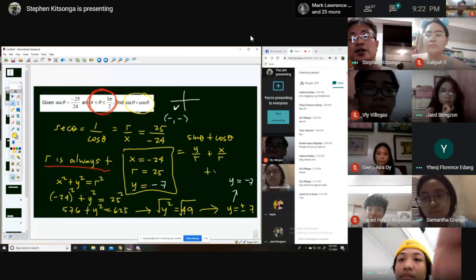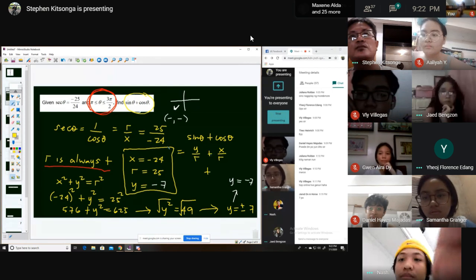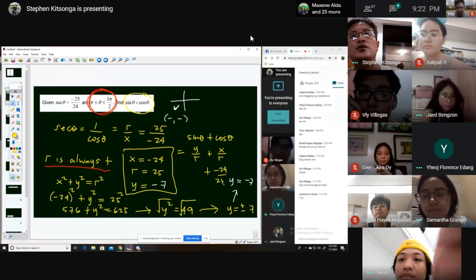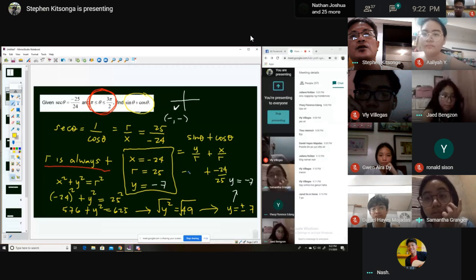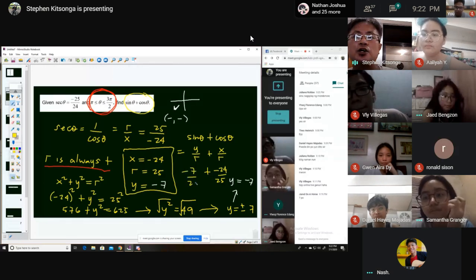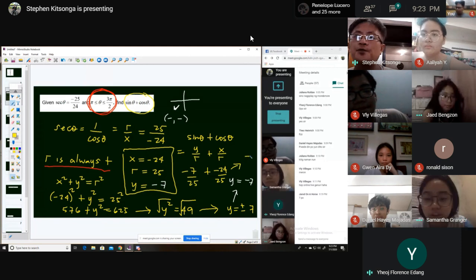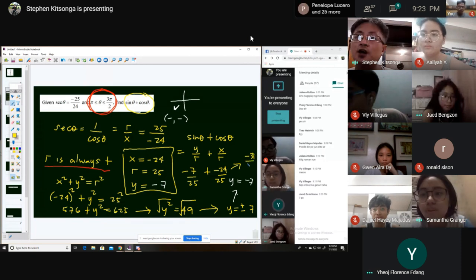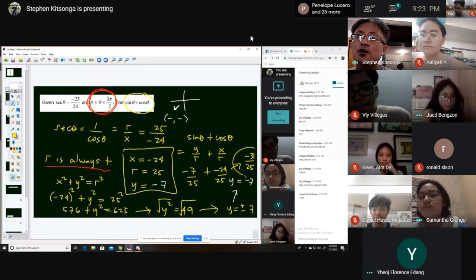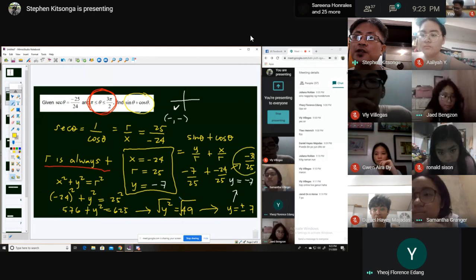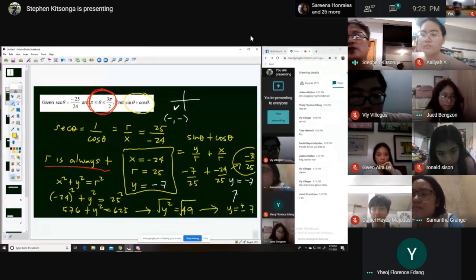Because it's actually already given as r over x, right? So it's negative 25 over 24... I mean, cosine is negative 24 over 25. And y over r would be negative 7 over 25. So the final answer, guys, would be negative 31 over 25.